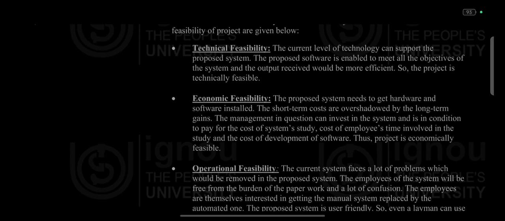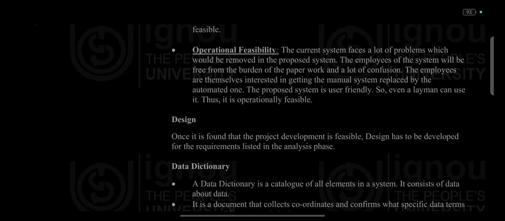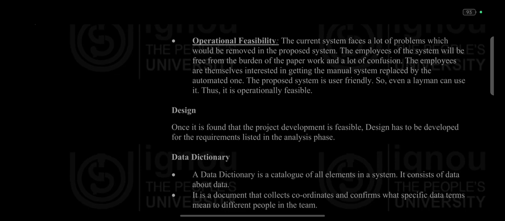Economic feasibility. The proposed system needs to get hardware and software installed. The short-term costs are overshadowed by the long-term gain. The management in question can invest in the system and is in a condition to pay for the cost of the system study, the cost of employees' time involved in the study, and the cost of development of software. Thus, the project is economically feasible.